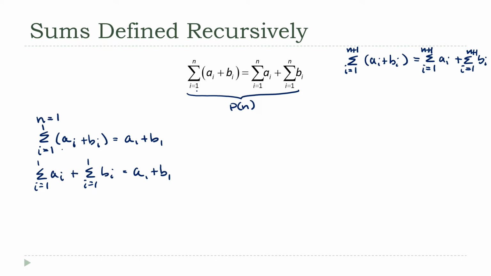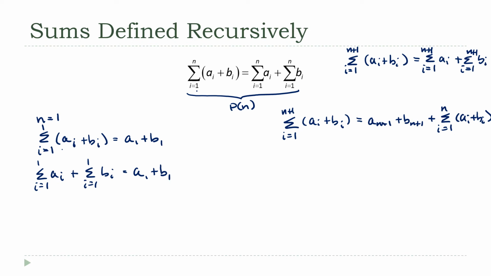Well, I'm going to start with our definition. Our definition says the sum i equals 1 to n plus 1 of a sub i plus b sub i is a sub n plus 1 plus b sub n plus 1 plus the sum i equals 1 to n of a sub i plus b sub i. Right? That is our new recursive definition.